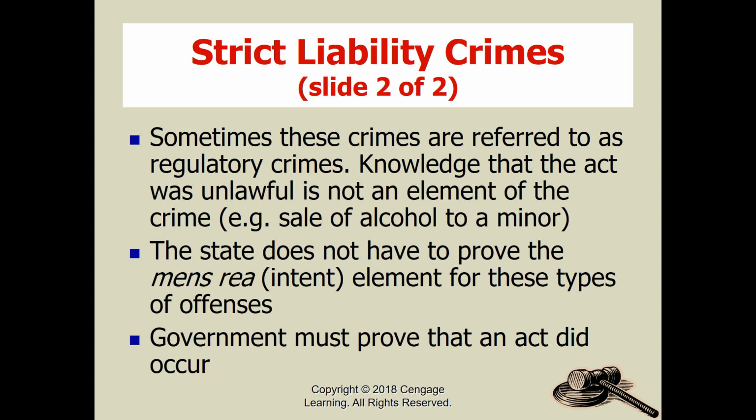If you go on trial for speeding, the state of North Carolina is not going to prove that you got in your car and intended to speed. It's not going to prove a motive for speeding. It's not important. They're just going to prove you were driving 75 in a 55. All the government proves here is the act, the actus reus.